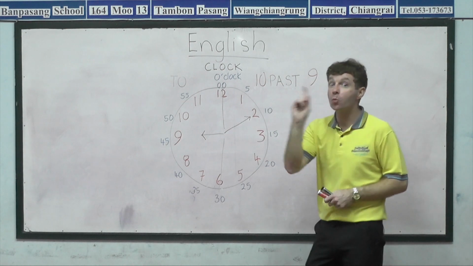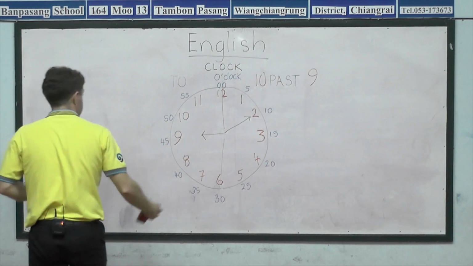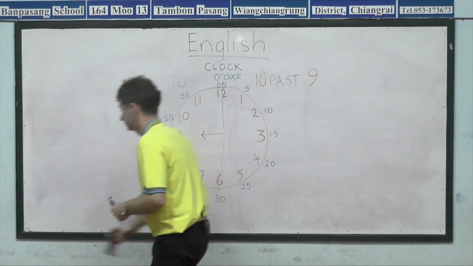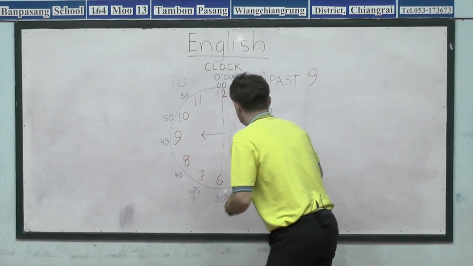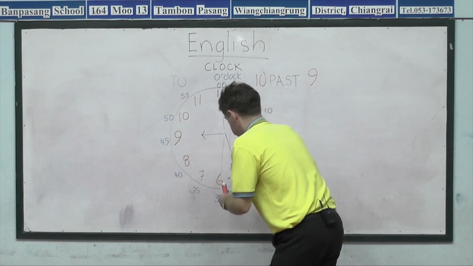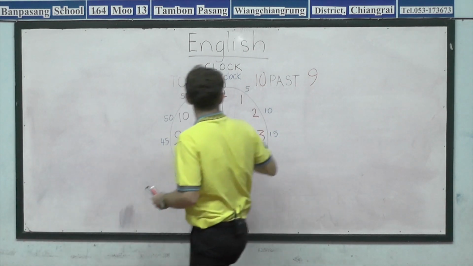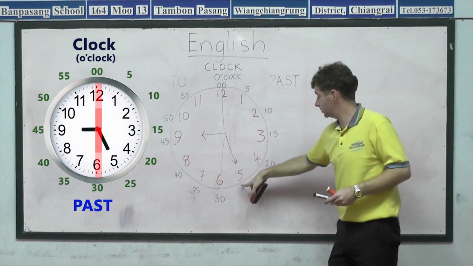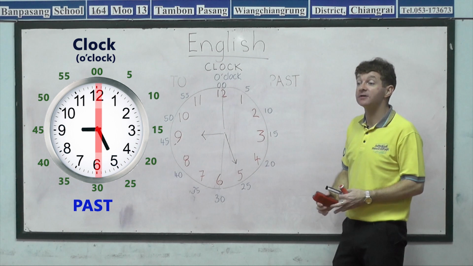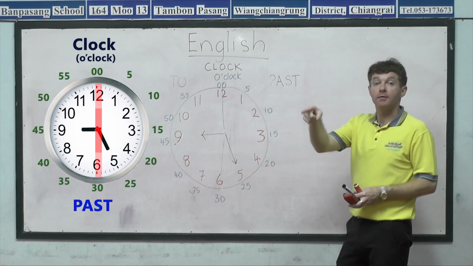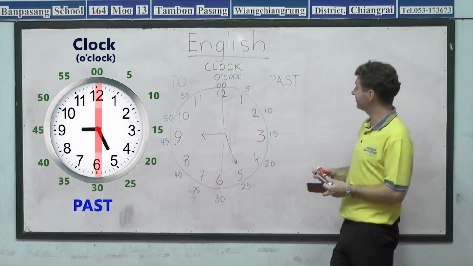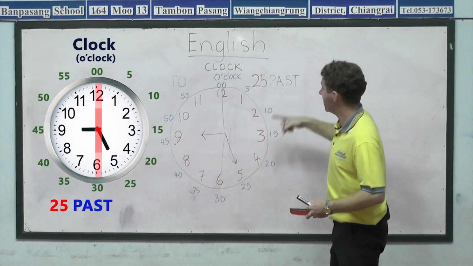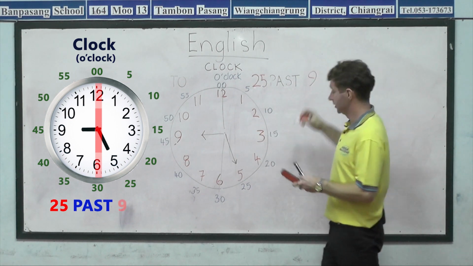Okay? Let's do one more, just to make sure you understand completely. So it's 9:25, correct, 9:25, or if we say the other way, excellent, you understand completely. We can say 25 past 9. You understand, guys?